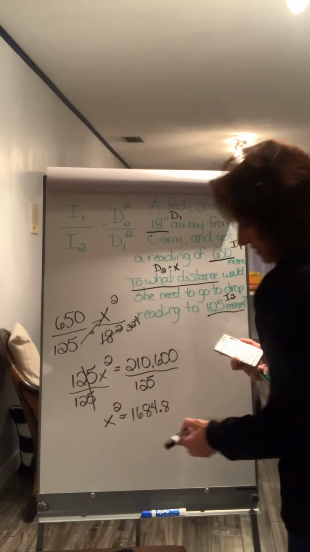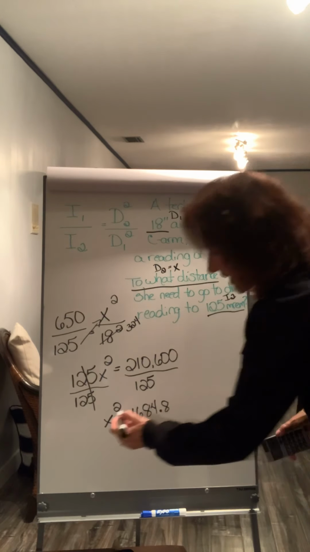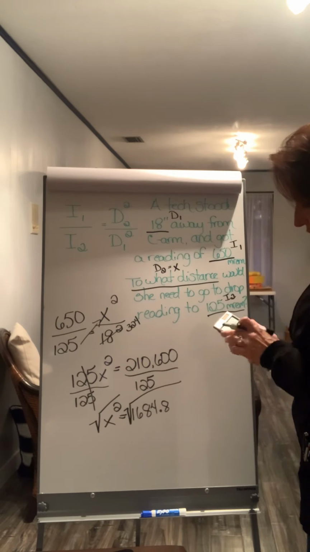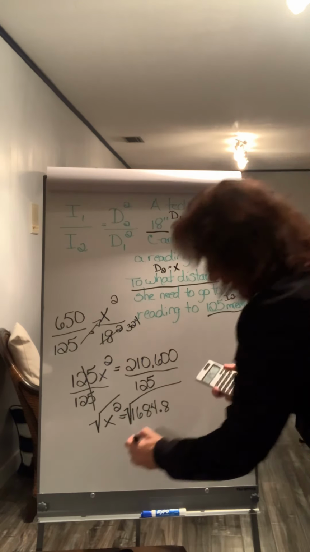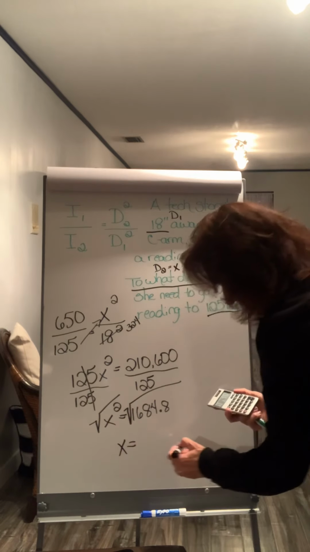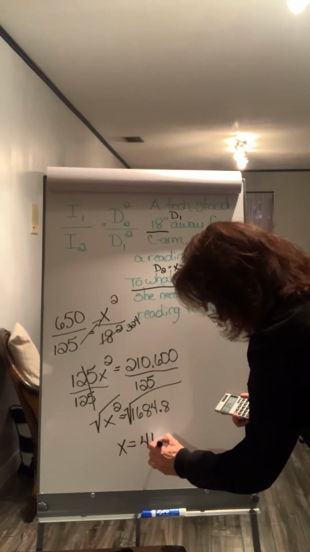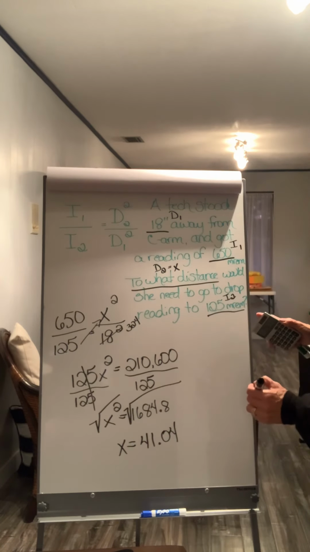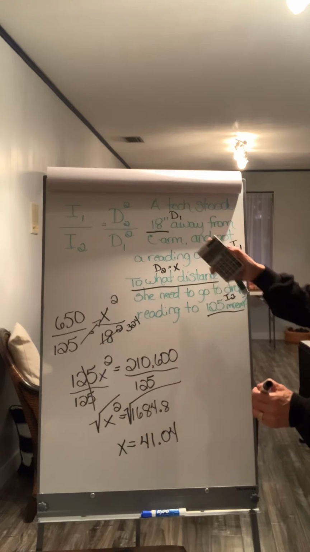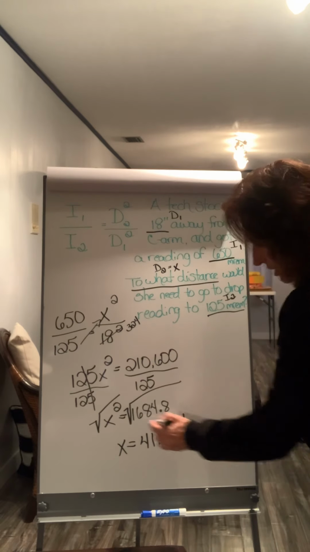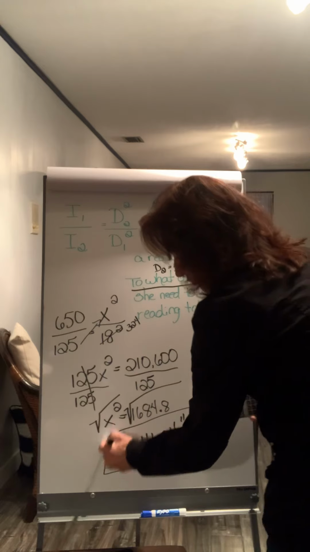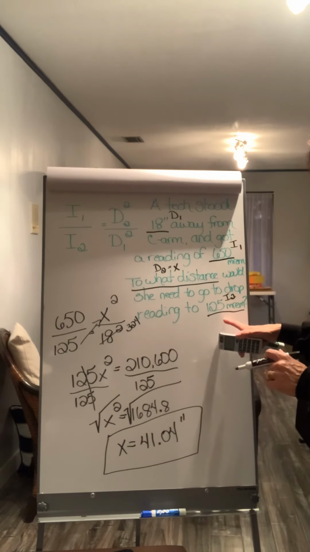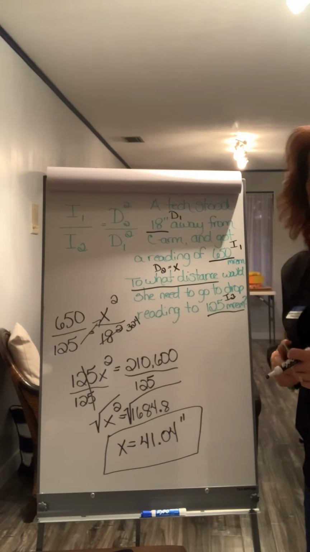And I'm not done because it's x squared, so I solve for x. In order to do that, you take the square root of both sides. So the square root of x squared is x, equals 41.04. I'm just going to cut it after 2. And then it's a distance, so that would be inches. So if that tech moved to 41 inches away, it would drop the badge reading down to 125 millirem.